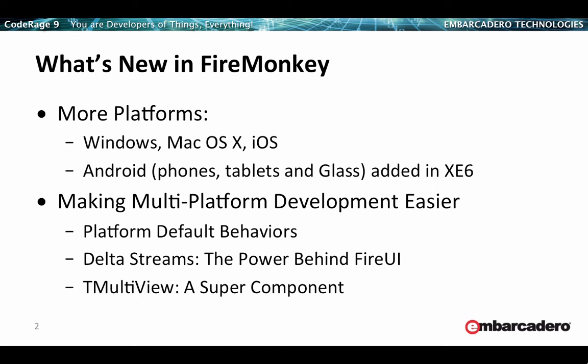These are a lot of platforms to support, with a lot of differences in the look and feel between them. One of our top goals over the past year has been to find ways to make it easier for you to write apps that can target all of them. We've added platform default behaviors that let controls change their size and position based on the device they're running on. We've created a new variant of form inheritance that we call Delta Streams that can apply modifications to a form based on the runtime device. This is the core technology at the heart of the FireUI designer. All of these concepts come together in a new transforming supercomponent called T-Multiview.